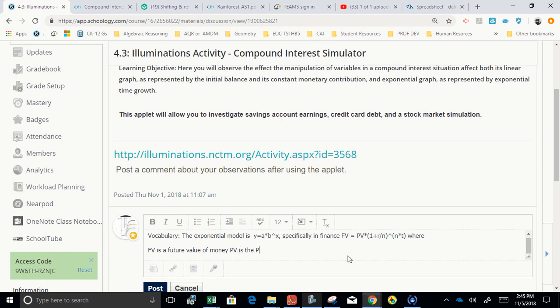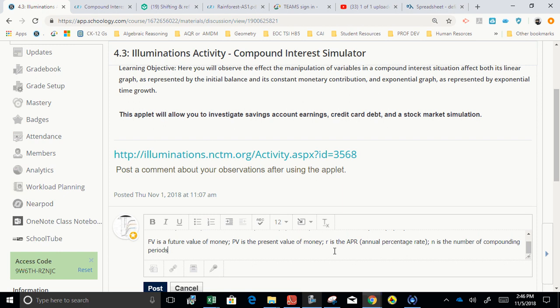PV is the present value of money. R is the APR, annual percentage rate. N is the number of compounding periods, some kind of periods per year, and T is the time in years. So that is the basic vocabulary.